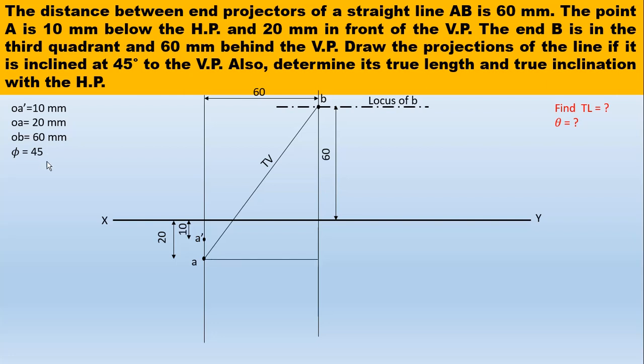So let's locate the true length in top view. Draw a line at an angle of 45 with respect to VP. That will cut the locus of B at B1. So join line AB1, that is nothing but true length in top view. You have found the true length in top view. Now the basic concept is true length in top view will give you length of front view. Let's find the length of front view.